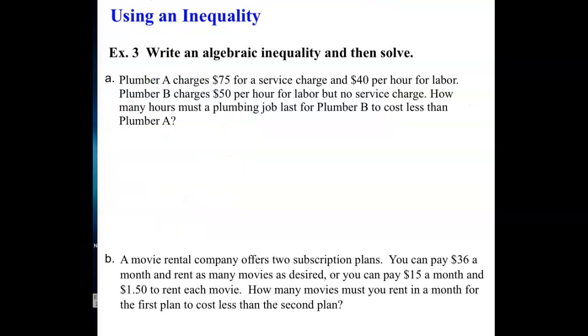So we are going to set up an inequality for this word problem. Yesterday we talked about setting up equations for word problems. All right, same idea for this. It says plumber A charges $75 for a service charge and $40 per hour for labor. Plumber B charges $50 per hour for labor but no service charge. How many hours must a plumbing job last for plumber B to cost less than plumber A?